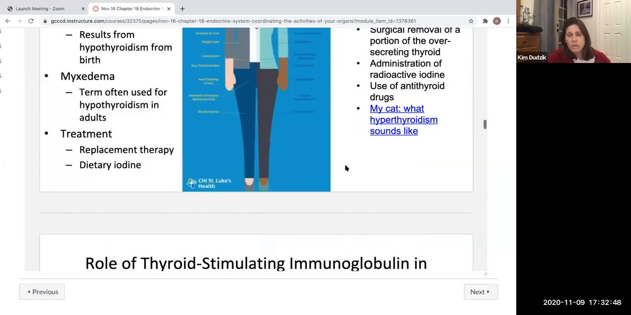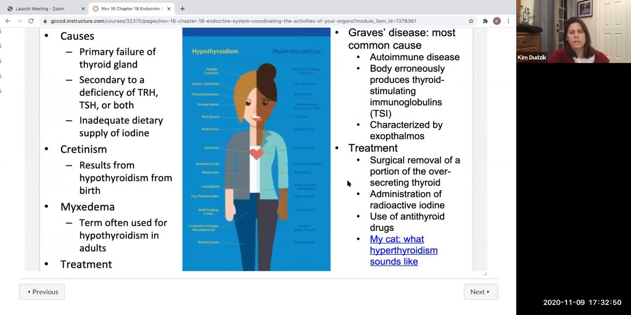Okay, so the treatment could be surgically removing a portion of the over-secreting thyroid, so that can kind of slow down how much it secretes. If you administer radioactive iodine, that can actually inhibit part of the thyroid gland as well. There's anti-thyroid drugs. I meant to take this off. I need to find my video.